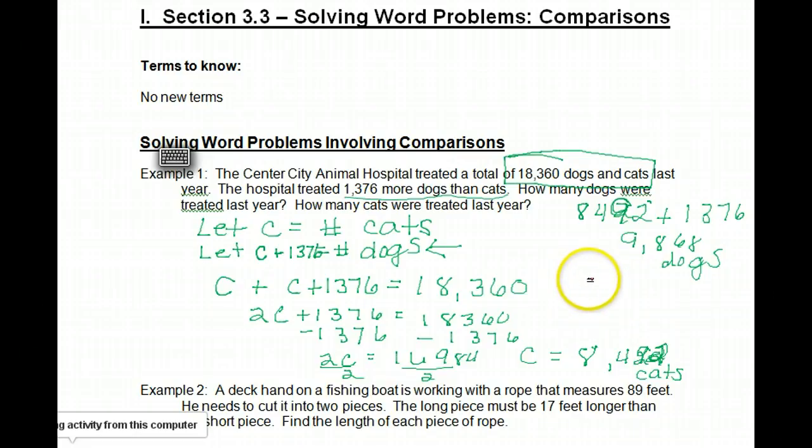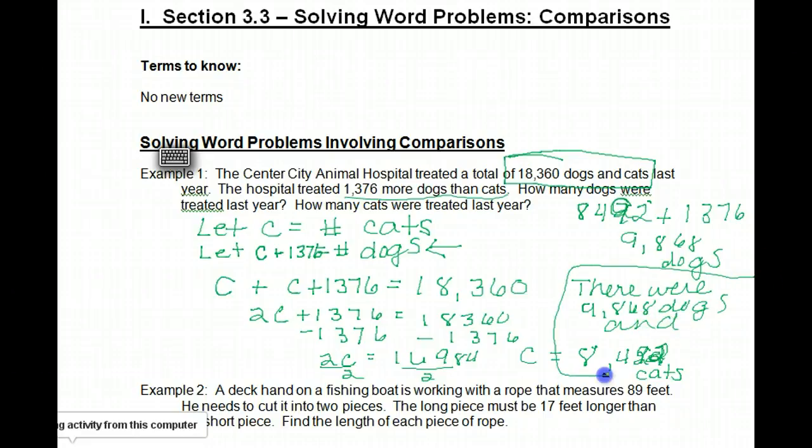So the very last step would just be to write a sentence that answers your final question. You can just say something as simple as, there were 9,868 dogs, and I'm just going to use that number I already wrote there so I don't have to write it twice, and 8,492 cats.